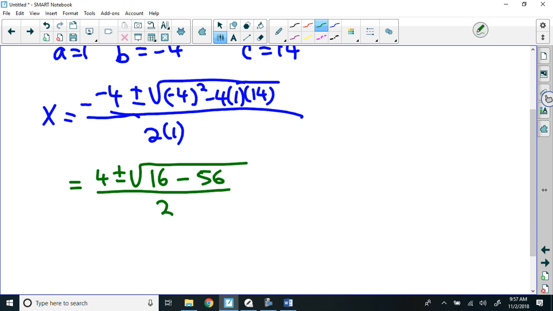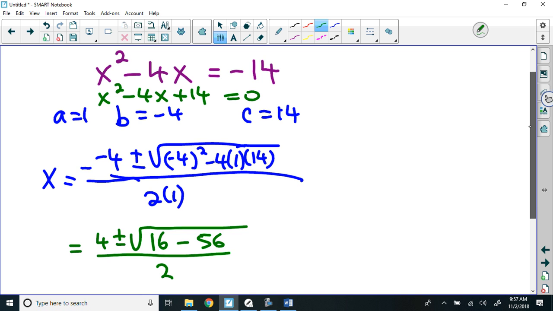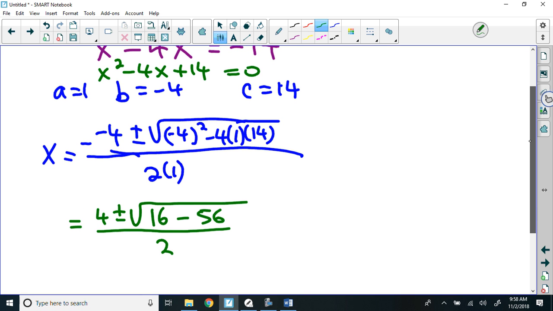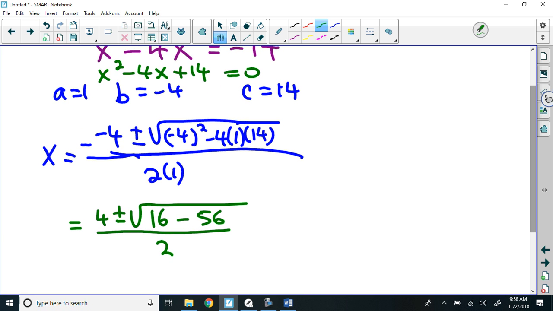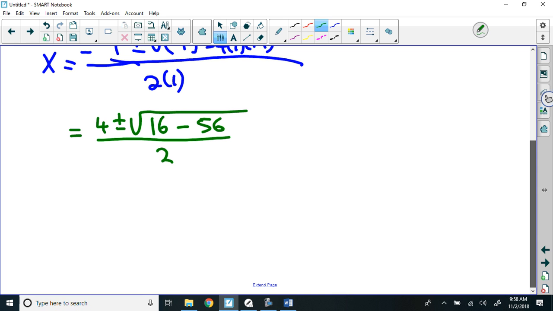See, this is why I don't like this one, because look, I already took up about 4 lines on my notebook paper. I could have completed the square in like 2 lines and had my answer 25 seconds ago. Anyway. So this ends up equaling 4 plus or minus the square root of, is that going to be negative 40? Negative 40, and then that's over 2.